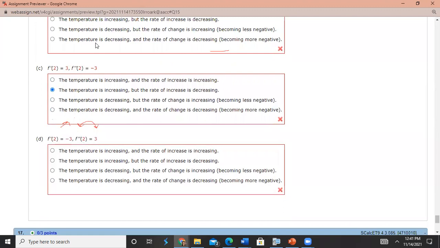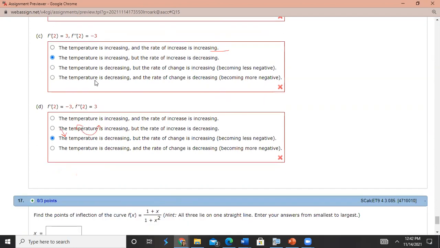Versus this scenario where it says the rate of change of the temperature is going down, but the concavity is up. So what that is saying is that it's decreasing, but the rate of change is increasing. So the temperature is going down, but probably is going to start coming back up if the rate of change is increasing.